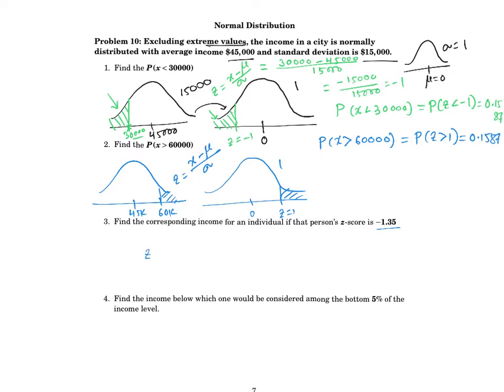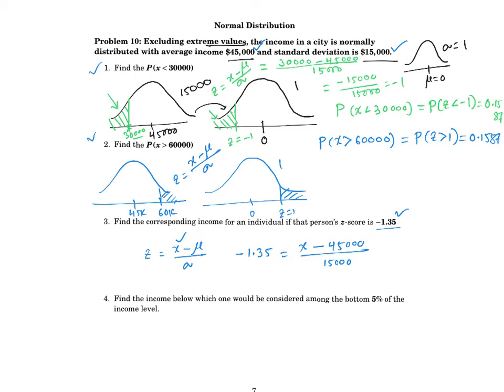Find the corresponding income for an individual if the person's z score is negative 1.35. So z is equal to x minus mu over sigma, right? In this case, you are given z, you need to find x. In the previous problem, you were given x and had to convert it into z. It's just going the opposite way in this one. So z, negative 1.35, is equal to x, the value we are looking for, minus mu, which is 45,000, over sigma, which is 15,000. This information, sigma and mu, is given in the problem, and then you need to solve for x.